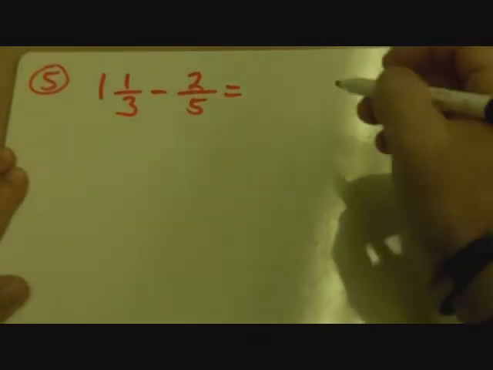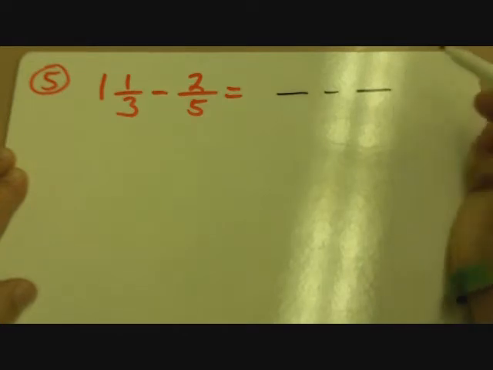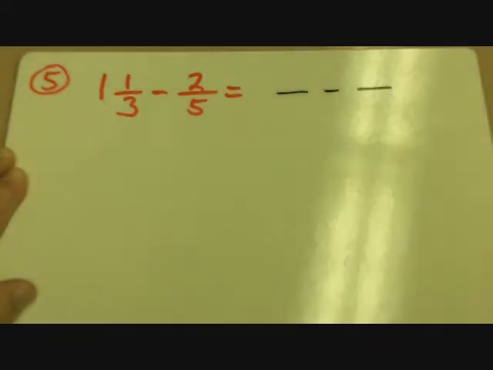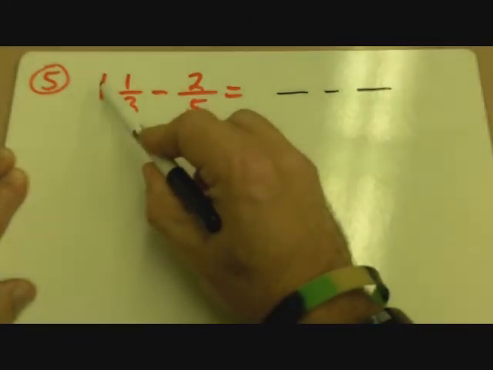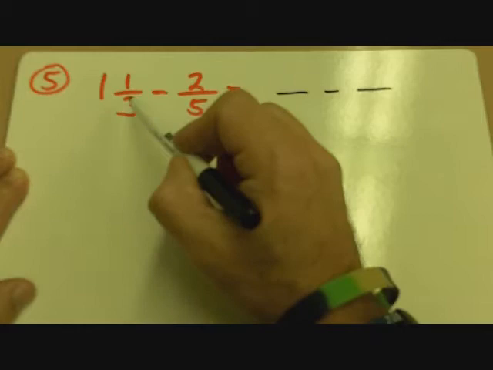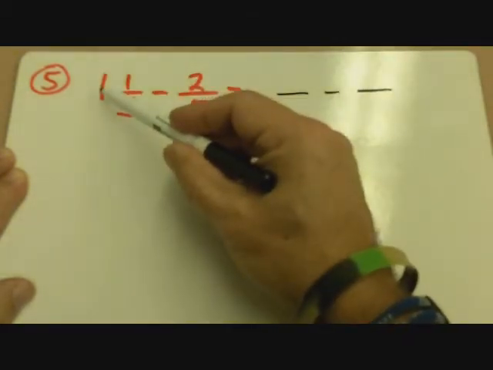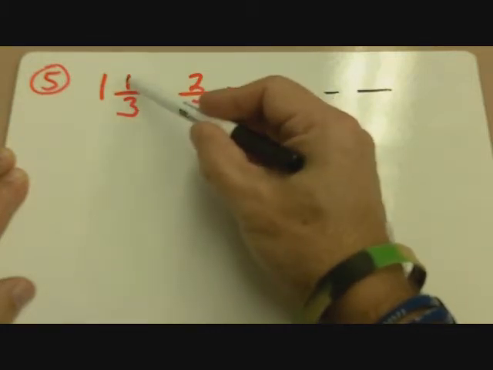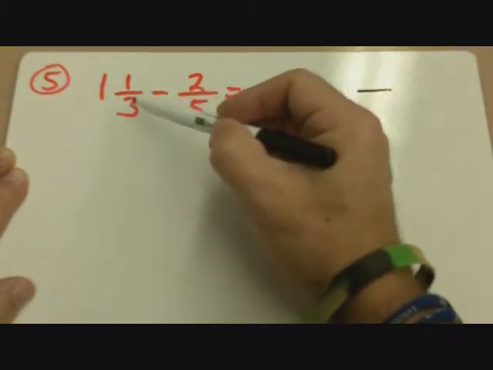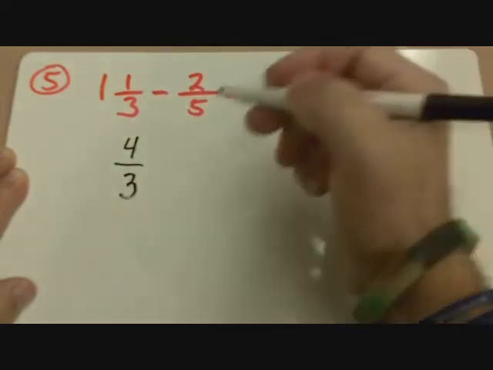Okay, question number 5 is again an unlike denominator problem with one extra factor. We have a mixed number that we must take care of first. So in order to do this problem, what we need to do is take care of this fact that you can do 1 whole times the denominator plus the top. So you take the whole number times the denominator, which is 3, plus you have 1/3 left over, so you go 1 times 3 plus 1 is 4/3.